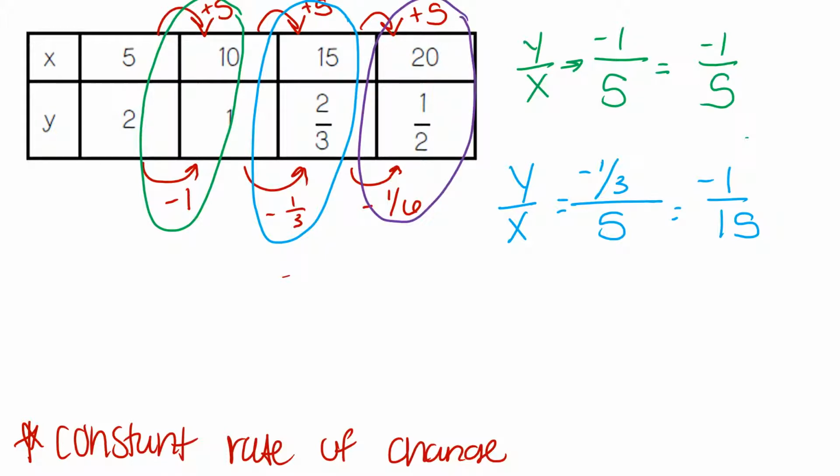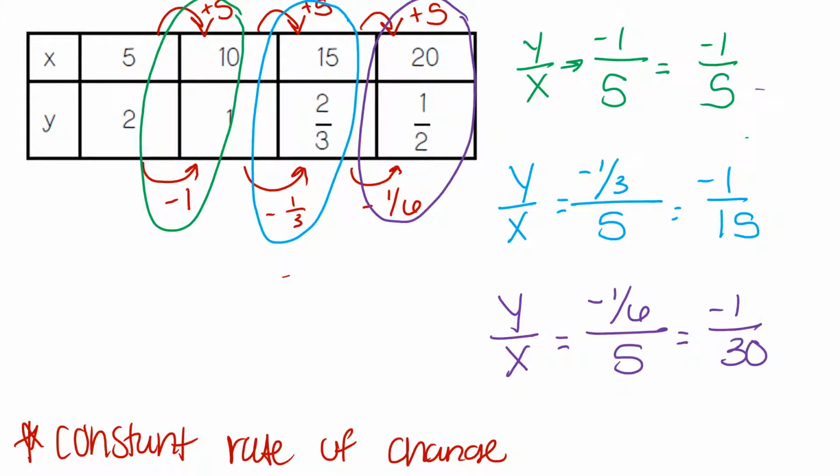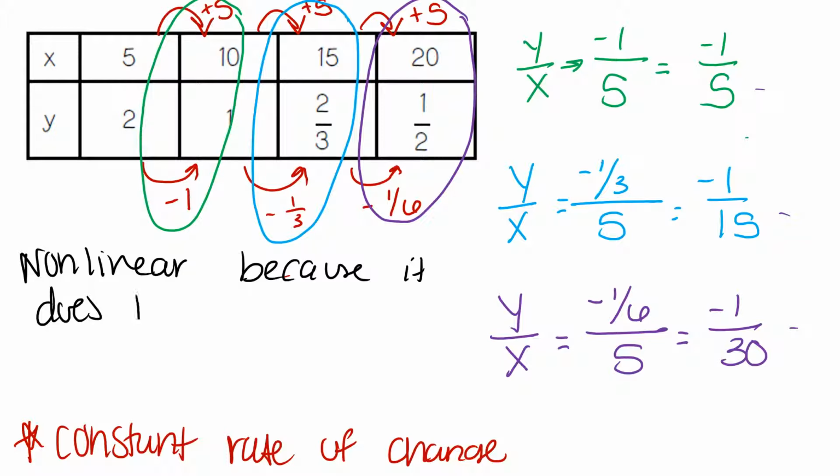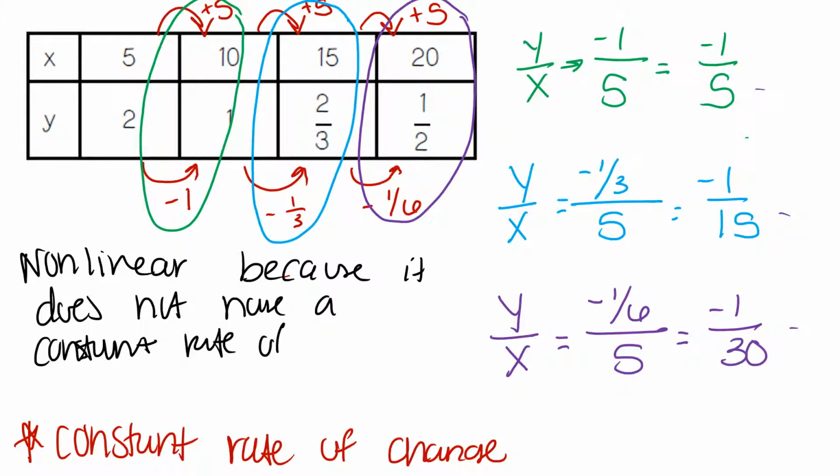The last column, again, we write it as a fraction, y over x. Y value on the bottom is negative 1/6. The x value on the top is a positive 5. Negative 1/6 divided by 5 is going to give you negative 1 over 30. These are all different. They are not constant. So this is nonlinear because it does not have a constant rate of change. They're all different answers.